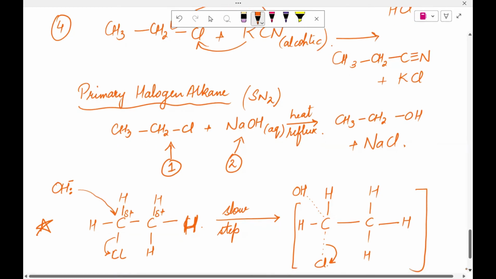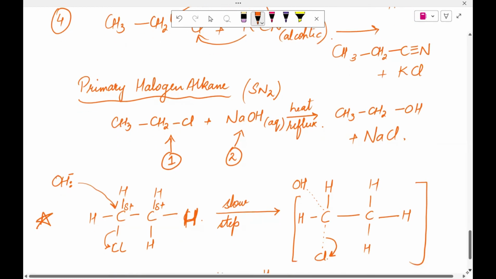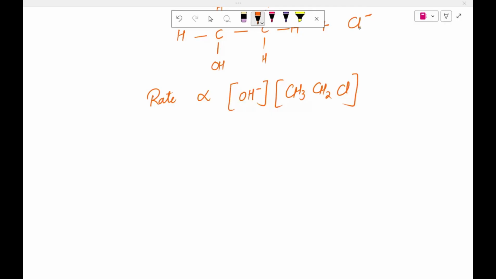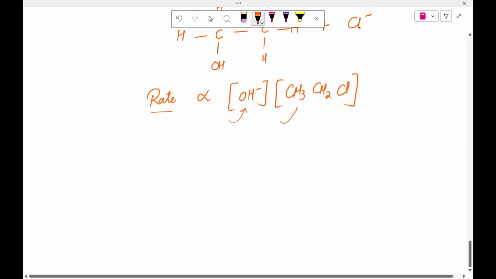Okay. And one more important thing, the rate of this reaction. They might ask you that the rate of this reaction is basically dependent on the OH minus concentration, and the other one is the CH3CH2Cl concentration. So we have discussed that the rate of this reaction basically depends upon the concentration of OH ion and this molecule. So let's move further towards tertiary halogen alkane.